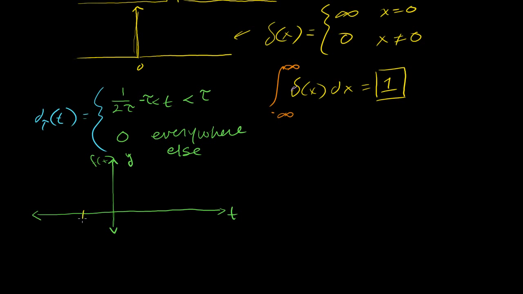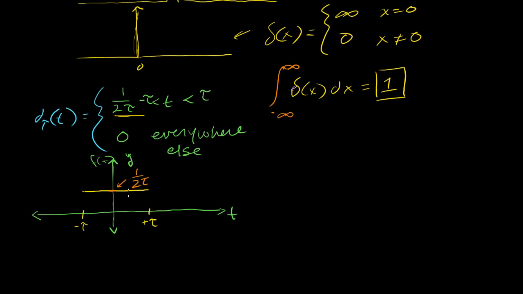So let me put that point here. This is minus tau, and this is plus tau. Minus tau and plus tau. So it's going to be 0 everywhere, and then at minus tau we jump to this level. And then we stay constant at that level until we get to plus tau. And that level, I'm saying, is 1 over 2 tau. So this point right here, on the dependent axis, is 1 over 2 tau.